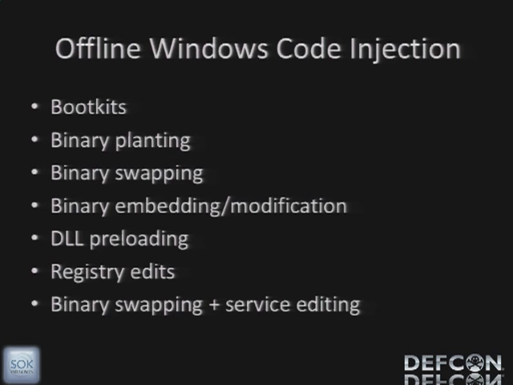In Windows, we have some difficulties, which I'll talk about later, but I came up with a list of 7 different ways that you can do code injection offline. That's with bootkits, binary planting, binary swapping, binary embedding or modification, DLL preloading, registry edits, or a combination of the above.